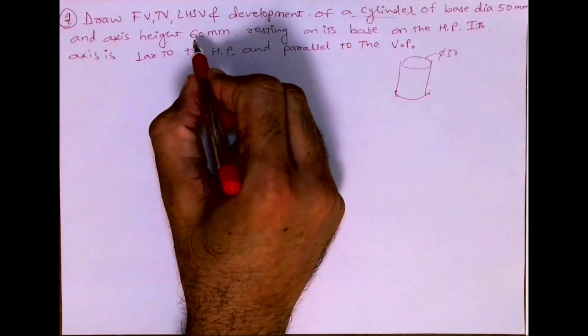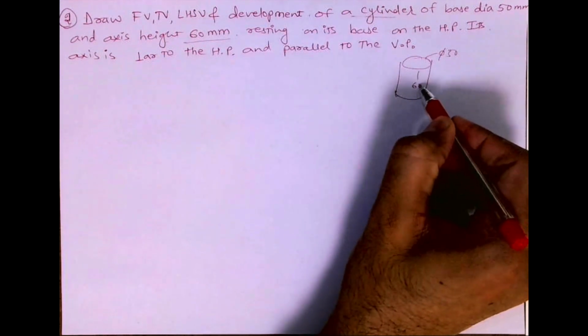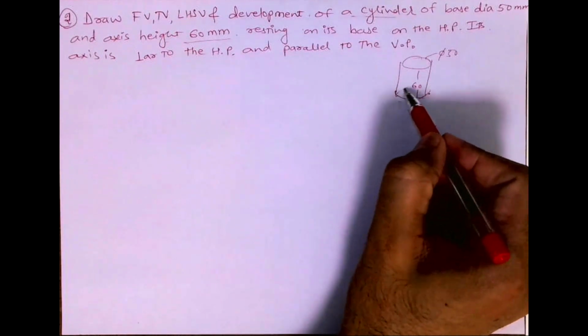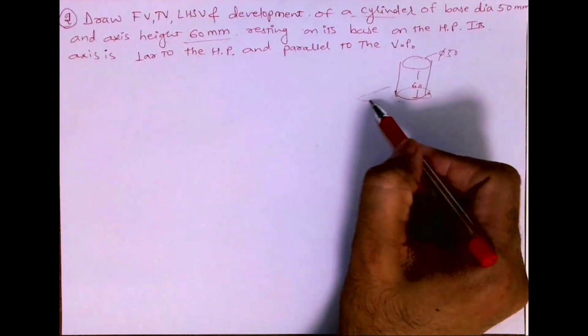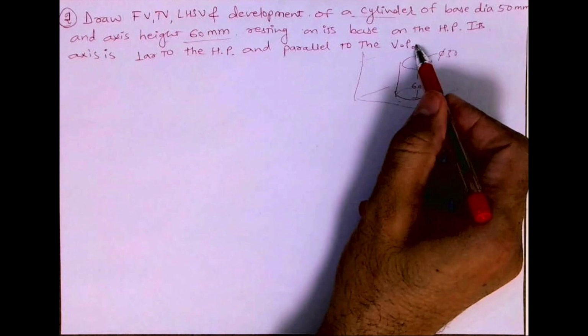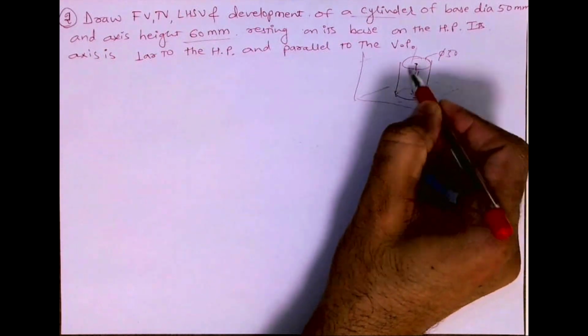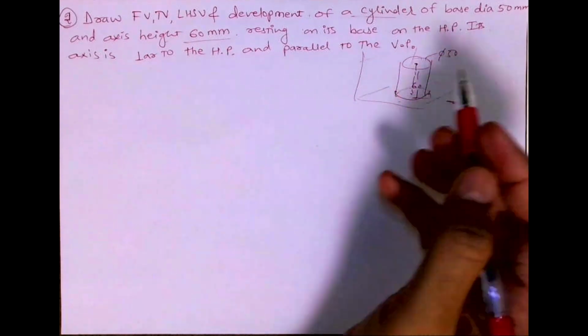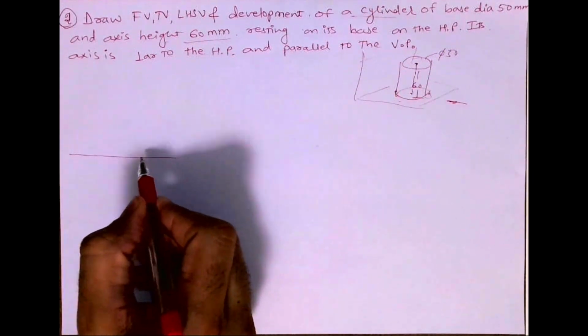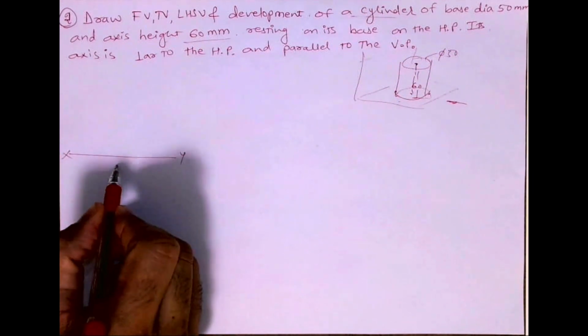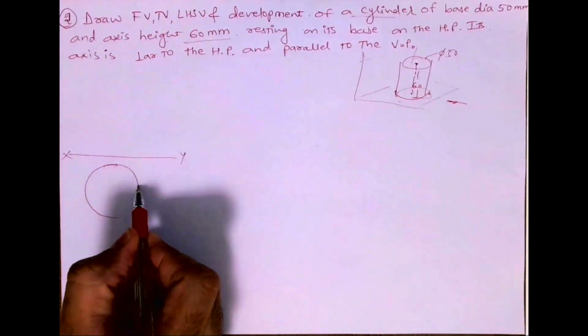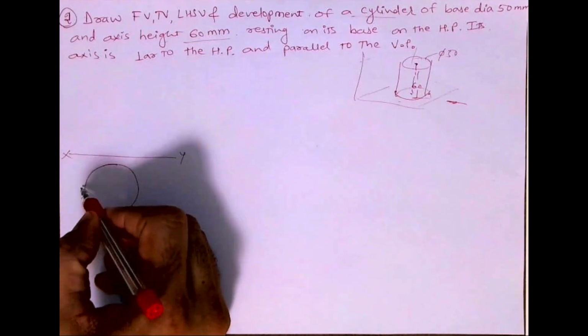of diameter 50 mm and axis height 60 mm, which is resting on its base on HP, horizontal plane, and this is vertical plane. Right? Axis is perpendicular to HP. When you see observer from here, see, we'll draw XY. So in top view you will see circle, and in front view you will see rectangle.